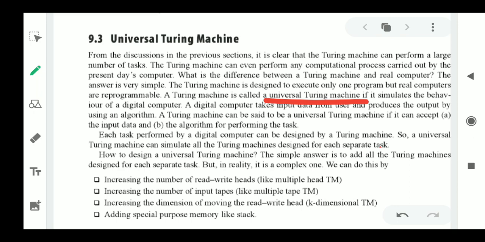The only difference between a Turing machine and a universal Turing machine is that a Turing machine can perform only a particular task, but a universal Turing machine behaves like our digital computer. It performs several operations. It is similar to our digital computer. That's why we say a Turing machine is said to be a universal Turing machine if it simulates the behavior of a digital computer. So when do we say a Turing machine is a universal Turing machine? When it shows the behavior of a digital computer, we can say that machine is called a universal Turing machine.